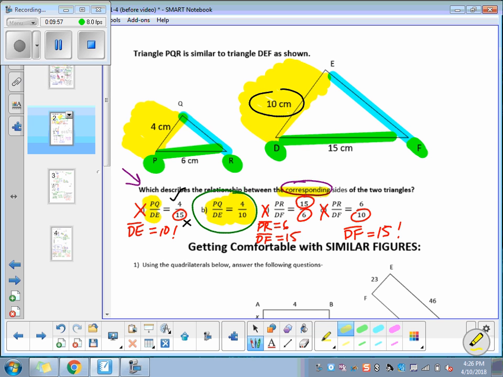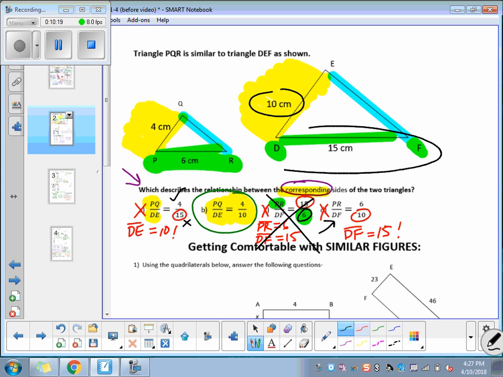Okay? For C, just to kind of point it out, PR is in green right here, but it has a length of 6. So do you guys see that it doesn't show PR has a value of 6? That's why it's out. All right? And same thing here, side DF is a 15, not a 10. So it's not showing corresponding sides.